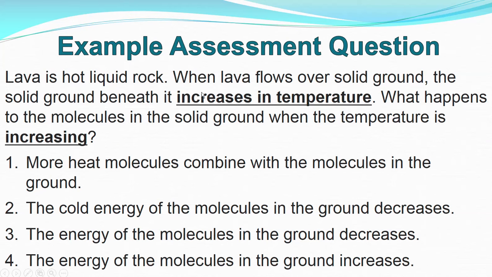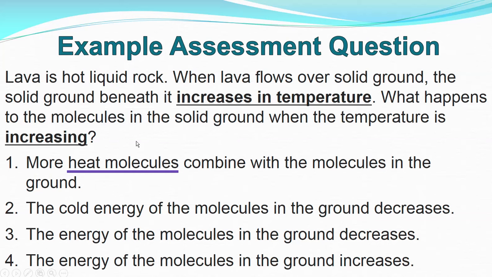So the first thing we want to take a look at is the second sentence. It says, when lava flows over solid ground, the solid ground beneath it increases in temperature. And what this sentence is teaching us is that lava, which is a hot object, is in contact with something else, which is the ground. And the ground is much colder than lava. As lava and the solid ground come in contact, energy is transferred from the lava to the ground. So we want to know how this energy transfer is going to affect the motion of the molecules in the ground. The question says, what happens to the molecules in the solid ground when the temperature is increasing?